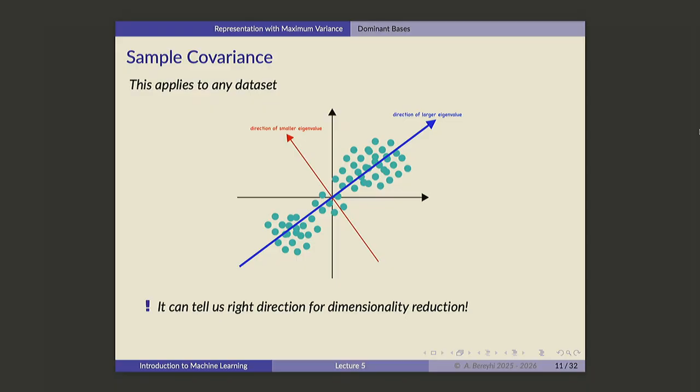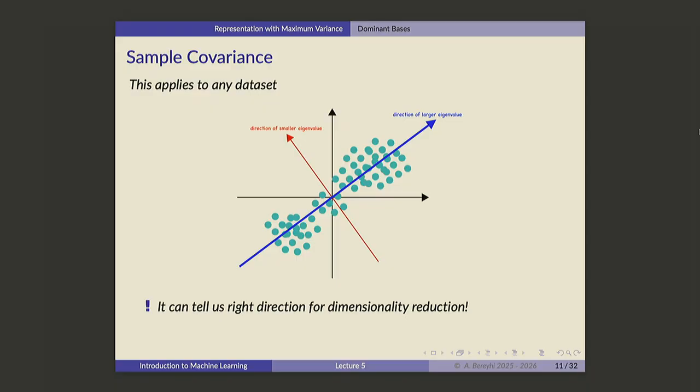Because this is where most of your data is spread, right? So if you take this direction, then probably the error that you get out of approximation is quite small because it's going to be the distance that this point has to this line, right? Whereas if you take this one, then there are lots of points that are far away from this line, right? Everybody's clear?